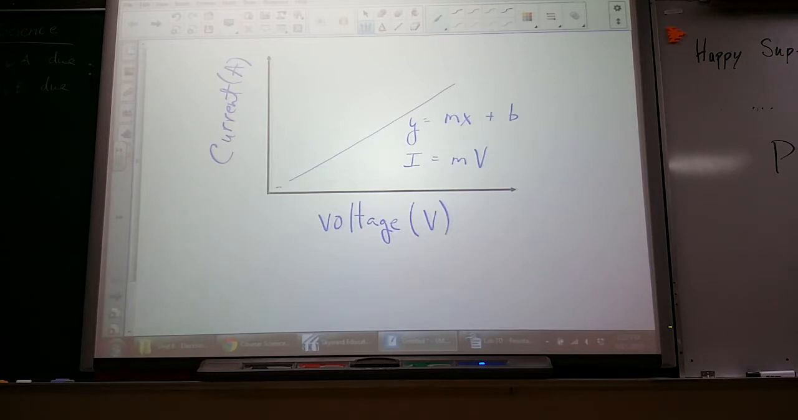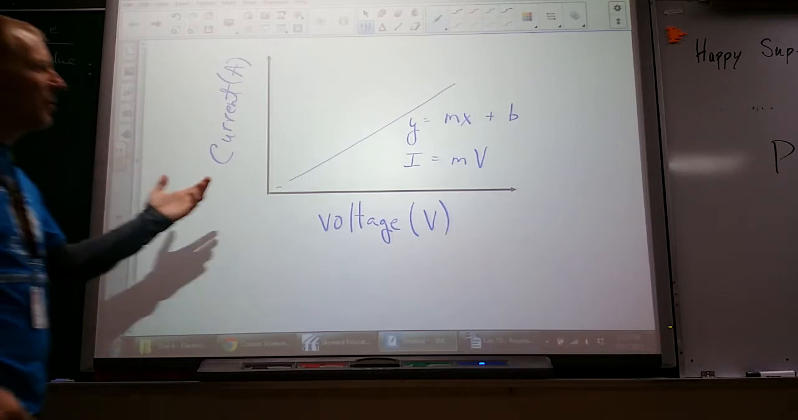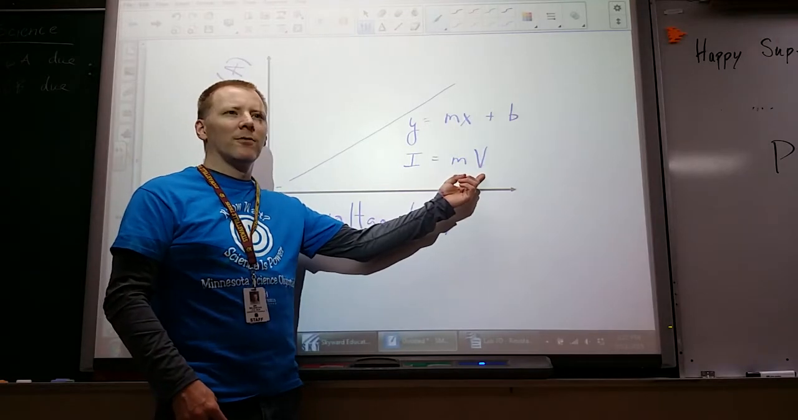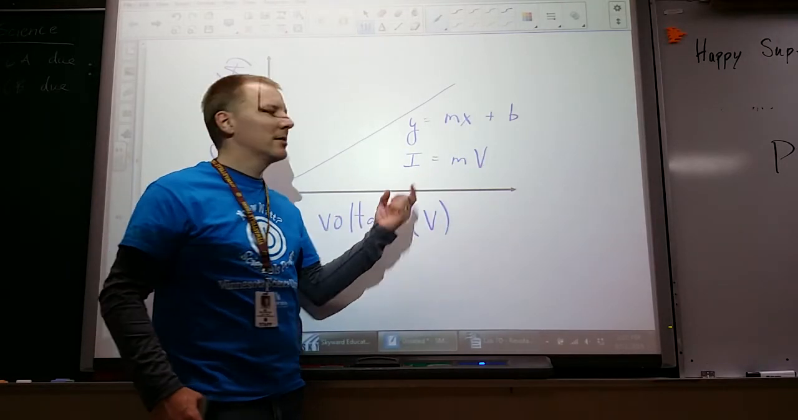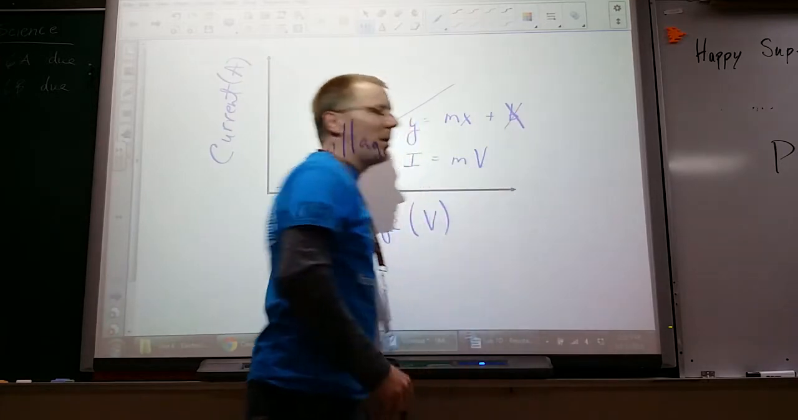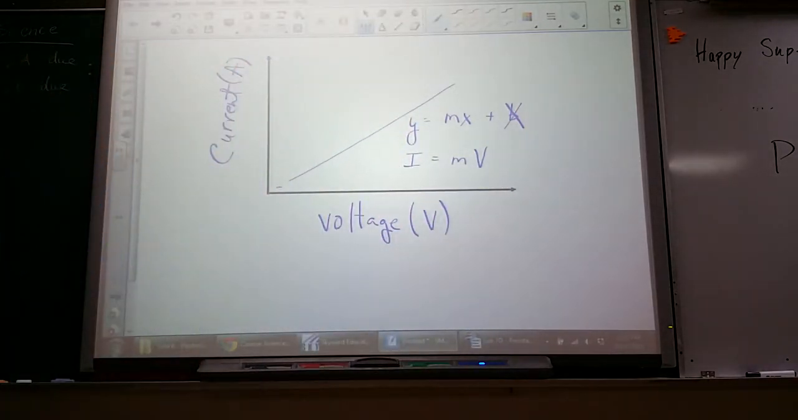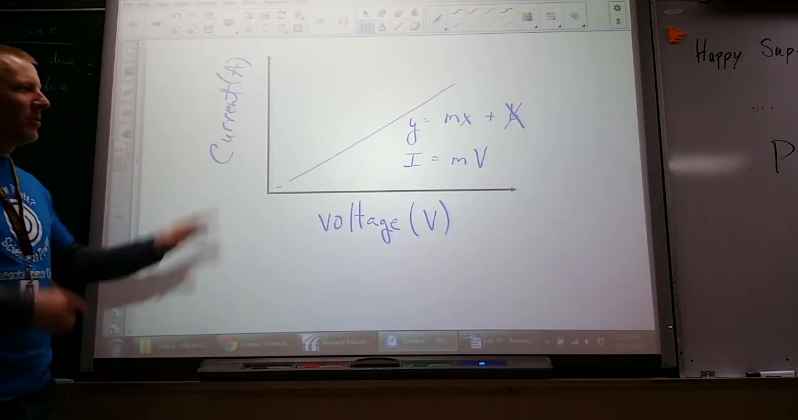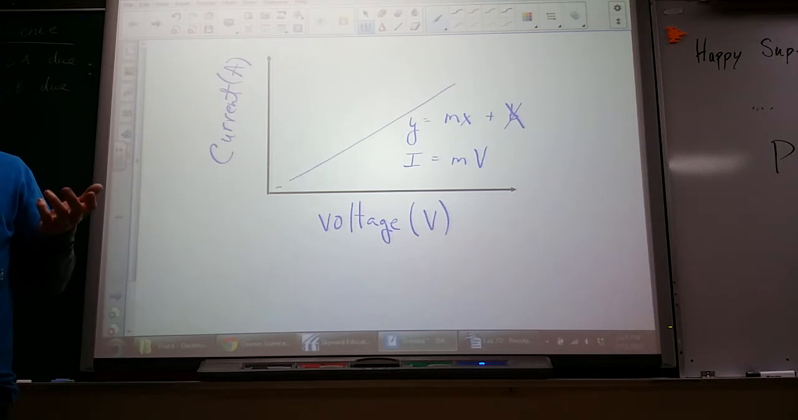What did you guys find for your intercept? Where did that line go back and hit the y-axis? Better yet, let's just look at it. If you have 0 volts, how much current would you expect? 0. So while we might, if we mathematically plot out our formula, have a y-intercept on that, physically speaking, we shouldn't. So a lot of times, especially in a lab situation like this, we're just going to ignore that because we know it physically shouldn't be there.